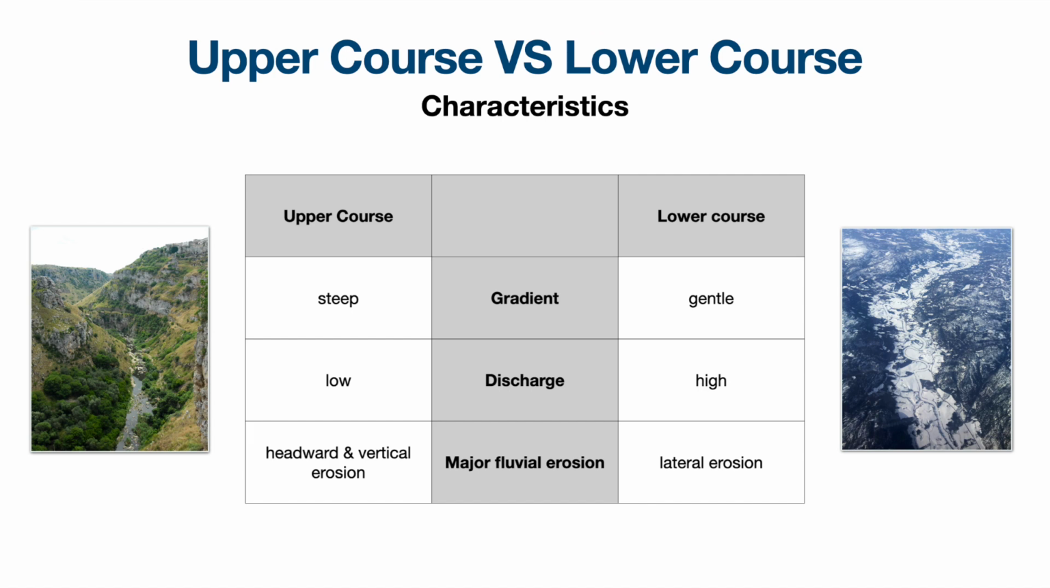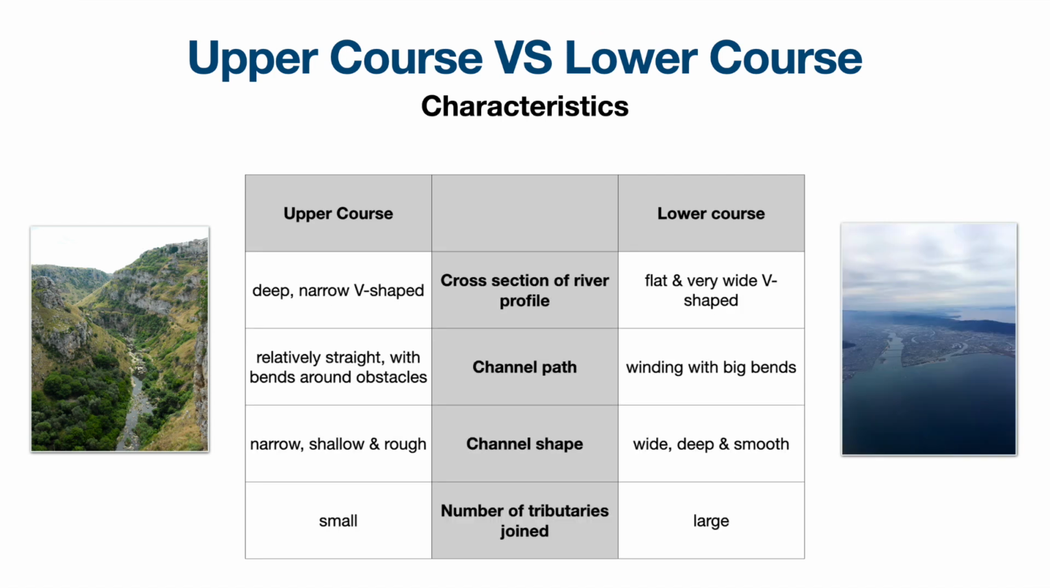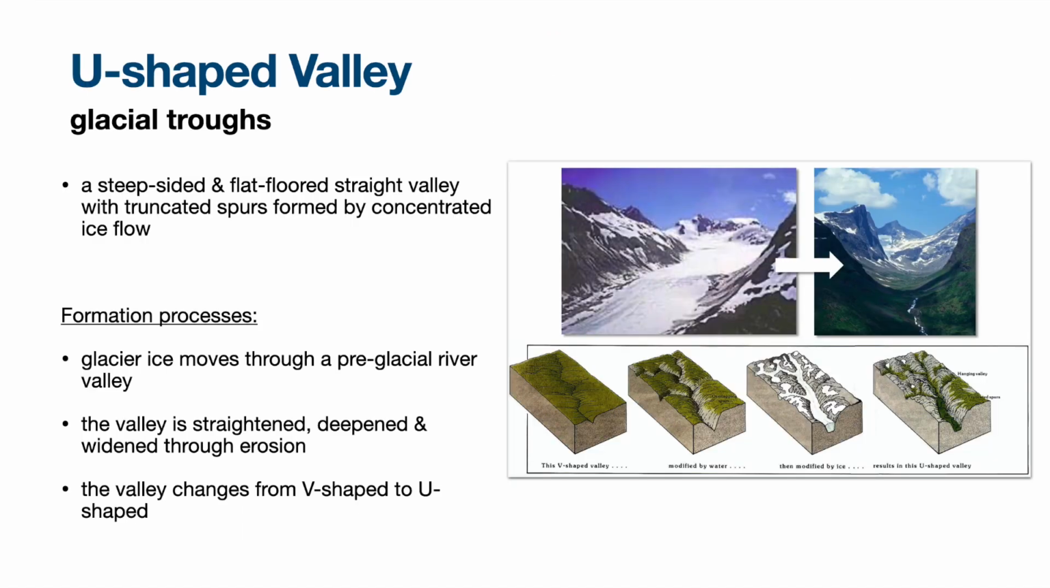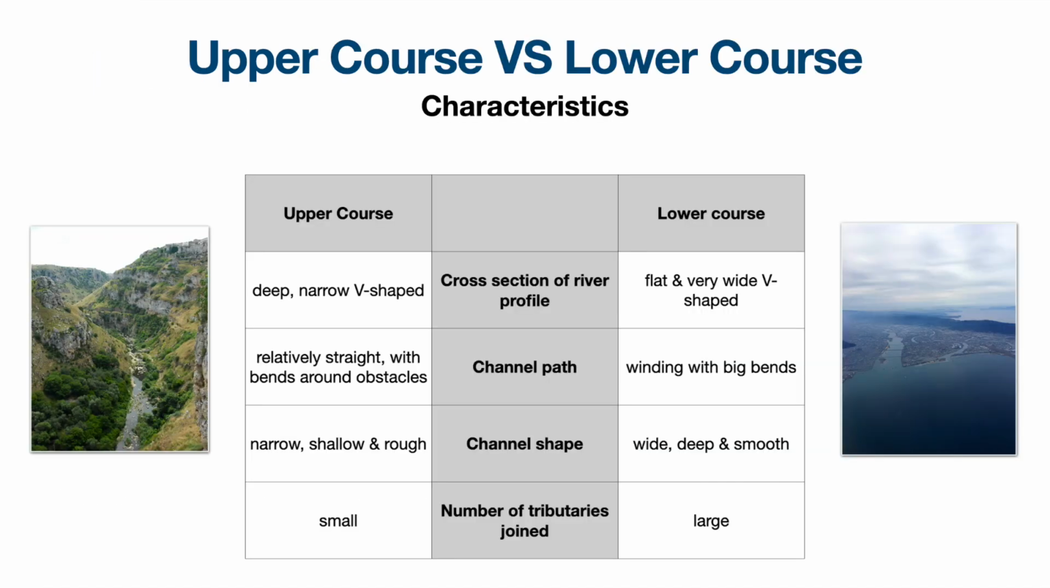Okay, cross section of the river profile, always be careful, it's V-shaped all the time. Okay, in river environment we always say it's V-shaped. U-shaped valley exists, but that's for glacial valley. Okay, if a glacier melts, it leaves behind a U-shaped valley, but for river, no matter how wide and how flat it looks like, it is still a V-shaped valley because you can't see the river channel underneath.